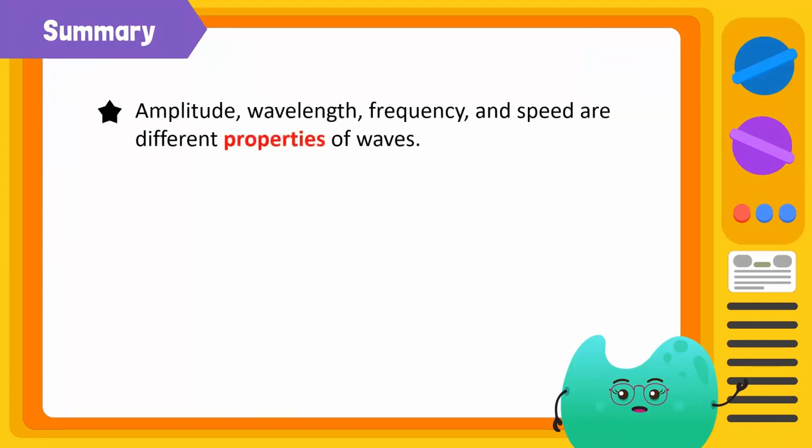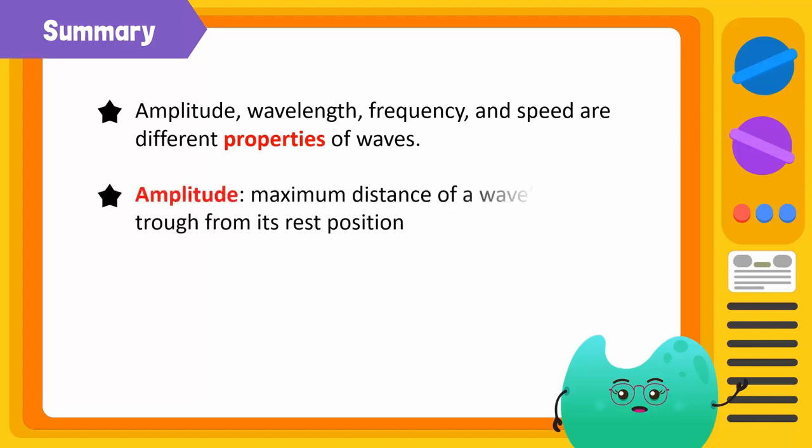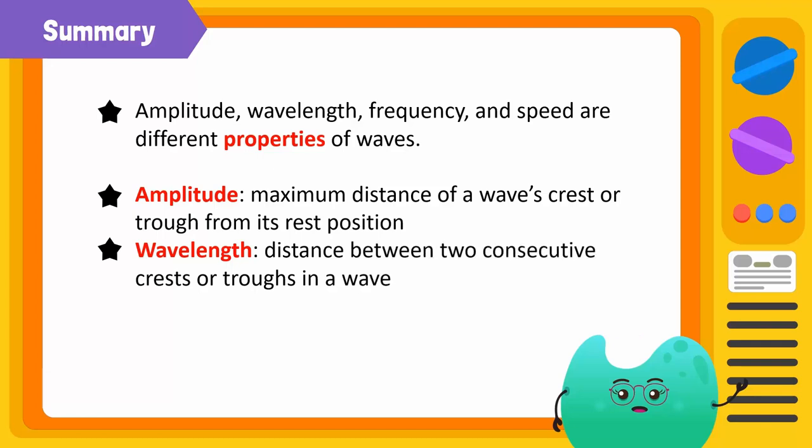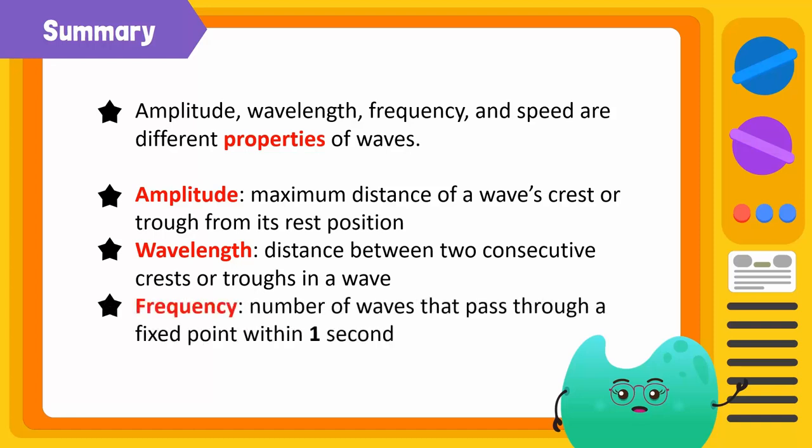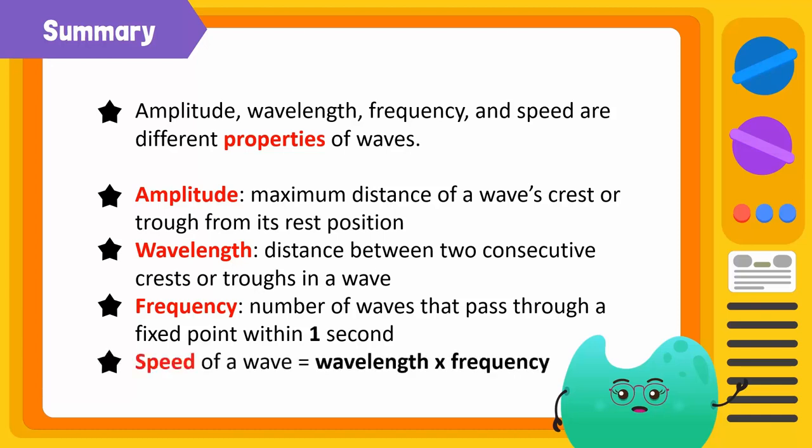Today, we've learned that amplitude, wavelength, frequency, and speed are different properties of waves. Amplitude is the maximum distance of a wave crest or trough from its rest position. Wavelength is a distance between two consecutive crests or troughs in a wave. Frequency is the number of waves that pass through a fixed point within 1 second. The speed of a wave is equal to the product of its wavelength and frequency.